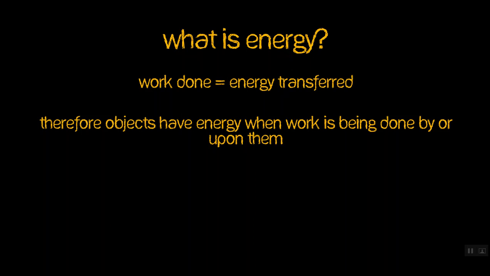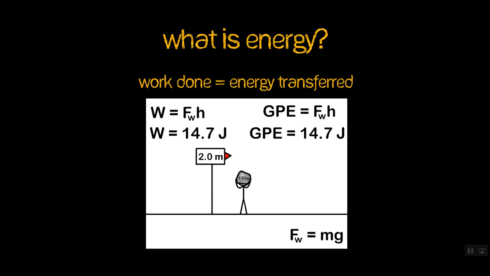So therefore, if objects have energy, work is being done on the object or by the object. If an object is moving, either work is being done on the object or work is being done by the object. If it's a car, the car does the work to drive, but if it's an object moving, I have to push the object because the object doesn't necessarily have an engine. So let's look at work done and energy transferred.